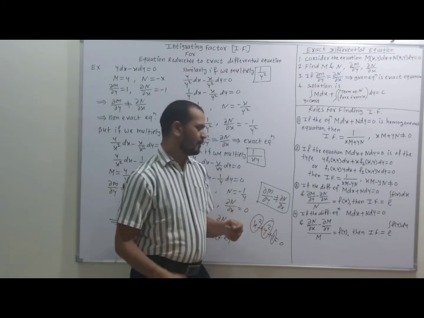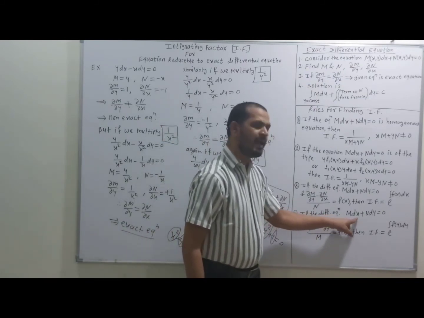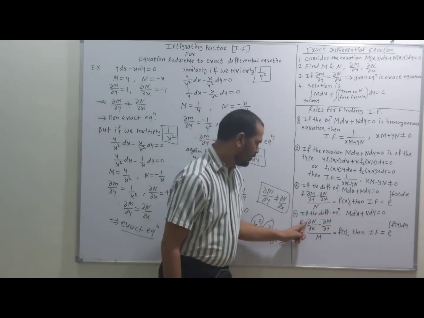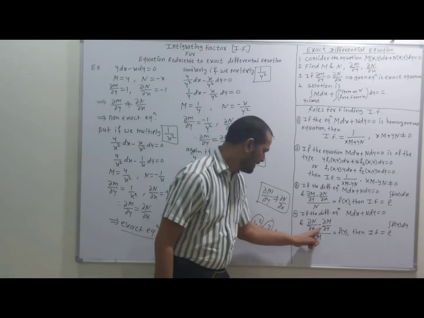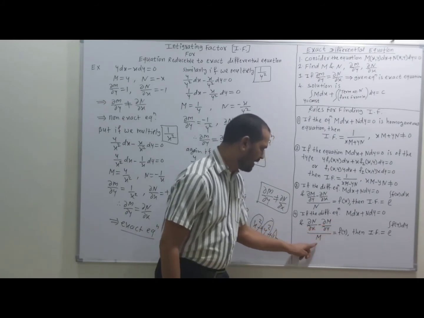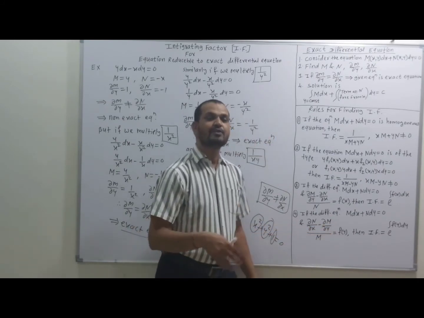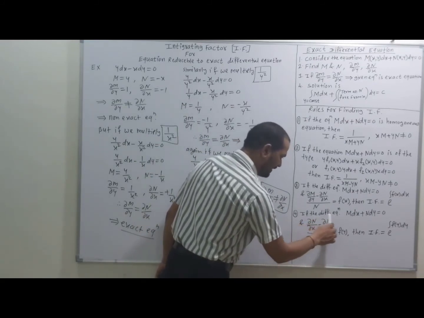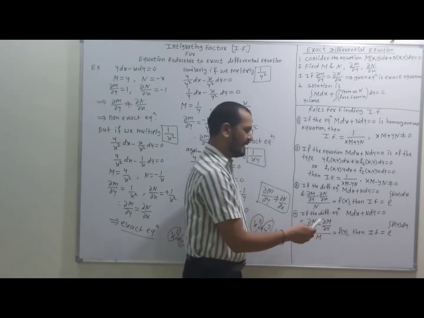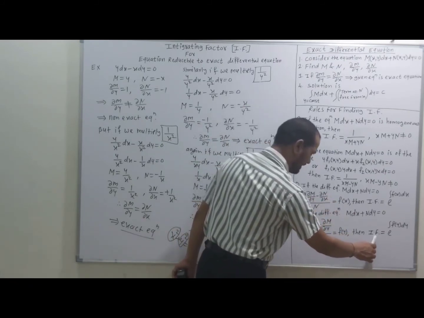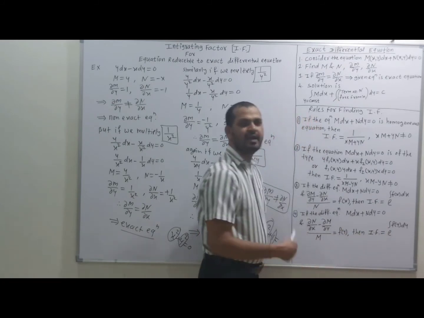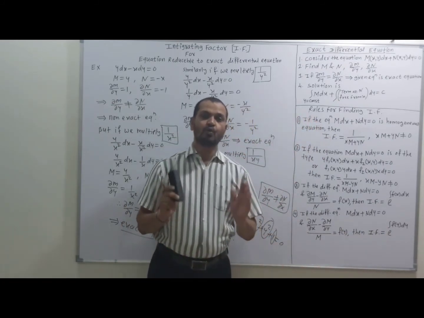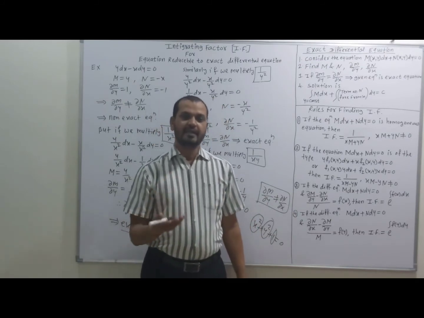Now rule number 4. If the differential equation M dx plus N dy is equal to 0 and partial derivative of N with respect to x minus partial derivative of M with respect to y, upon M, is a function of y or constant. That means after calculating this term, we get the answer in terms of y. Then in that case, the integrating factor is e raised to integration of f of y dy. So friends, these are the four important rules for finding the integrating factor.